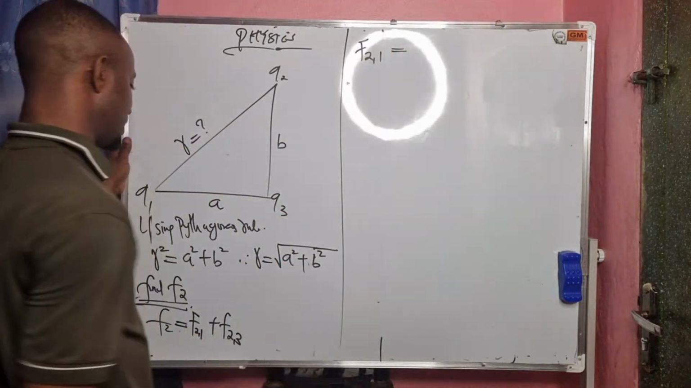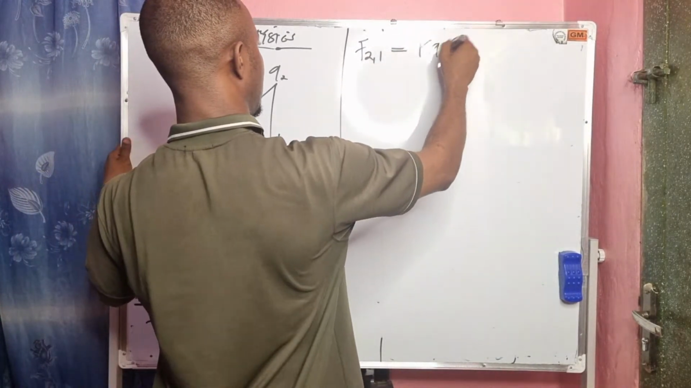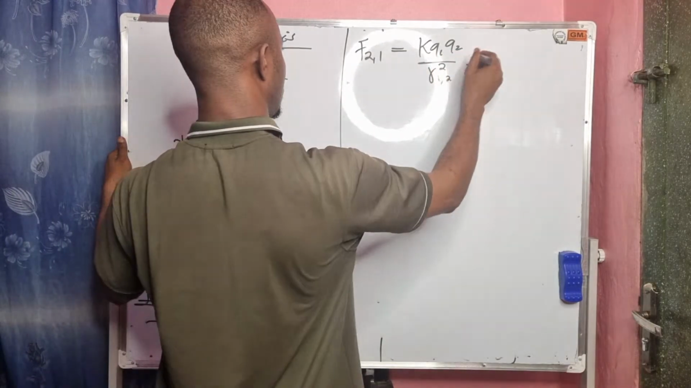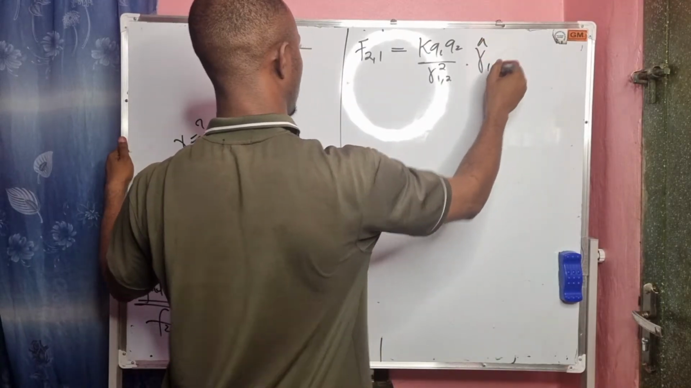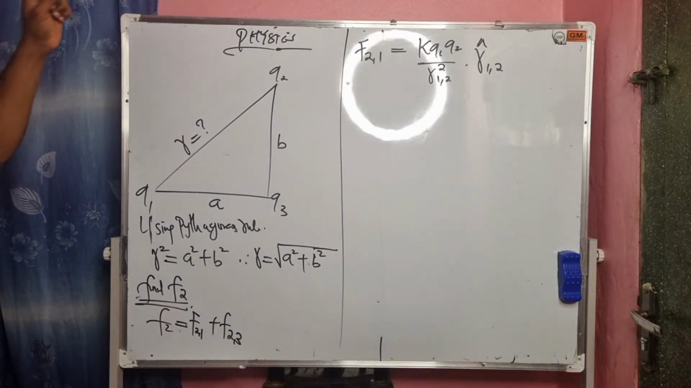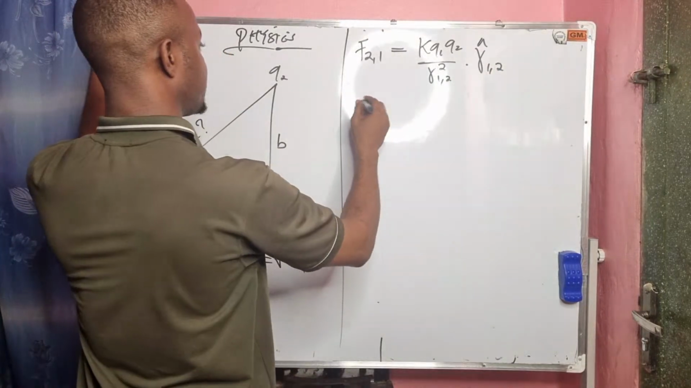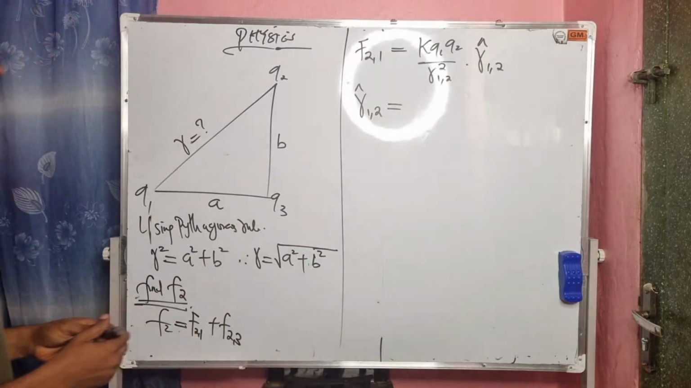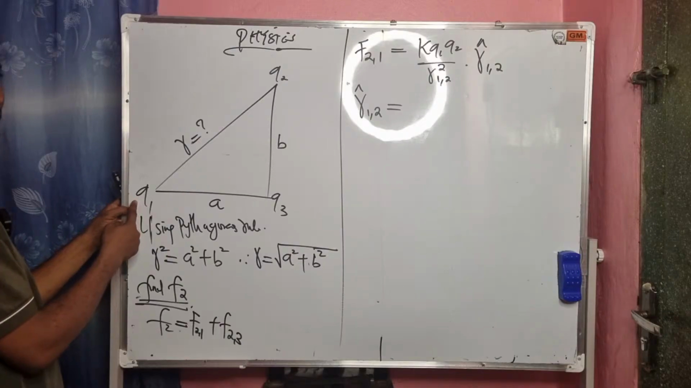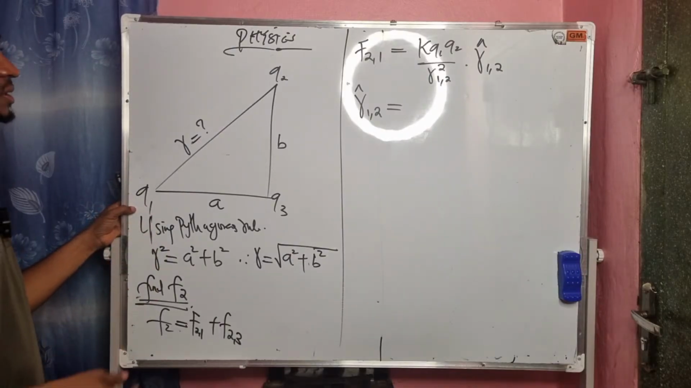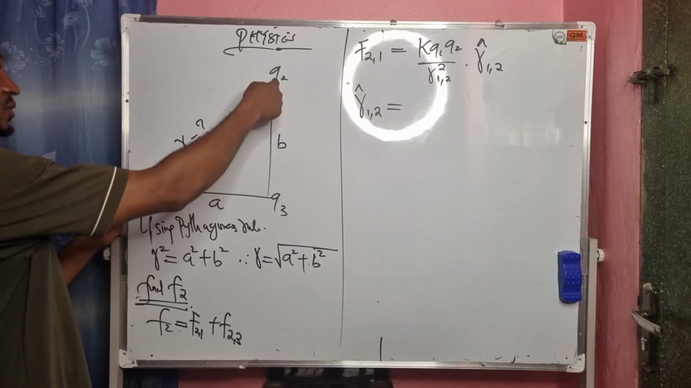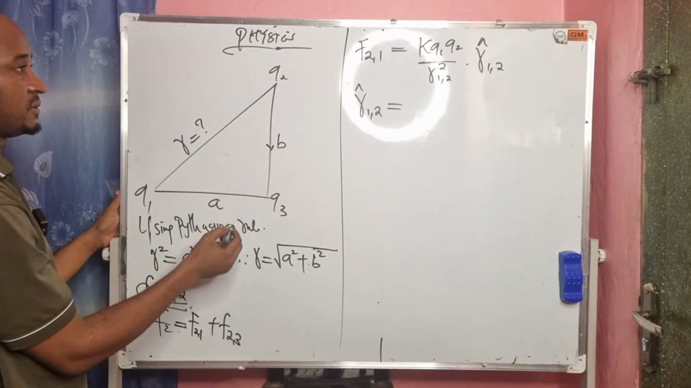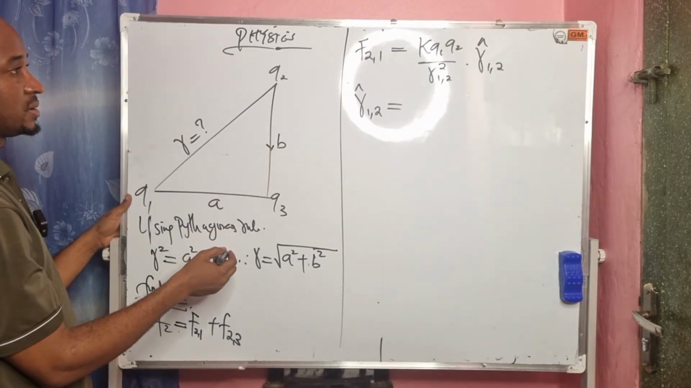F21 is simply KQ1, Q2 over R squared, times the unit vector of 12. Is that clear? Okay. Now let's define our unit vector. The unit vector of 12 in this case is from charge 2 to charge 1. Like I've said, if I'm to take my direction of action, it will not be along this plane, right? I will go this way, then move this way. It means I'm going towards negative, of course, from 2 to 1.